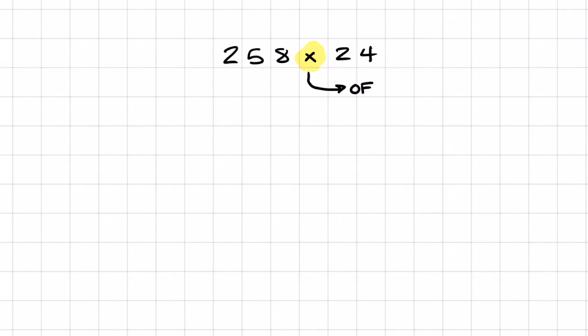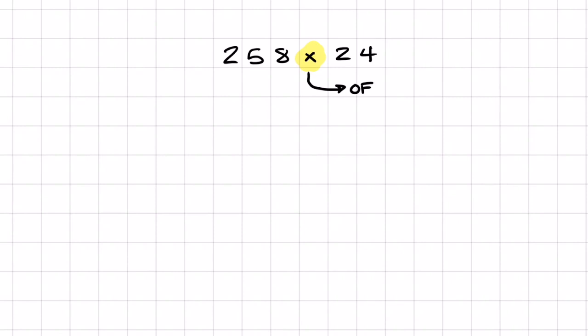If we had 24 wins per season and we played 258 seasons, how many total wins would we have? How many of that 24, whatever it is, if we had 258 of them, how many would you have?